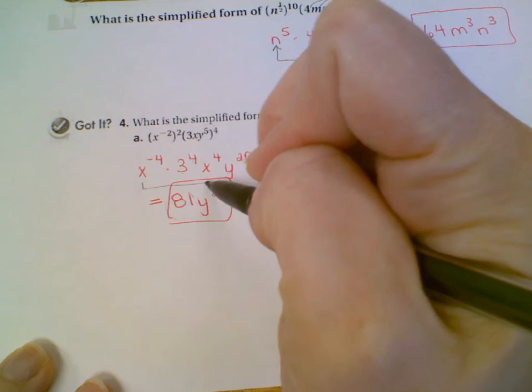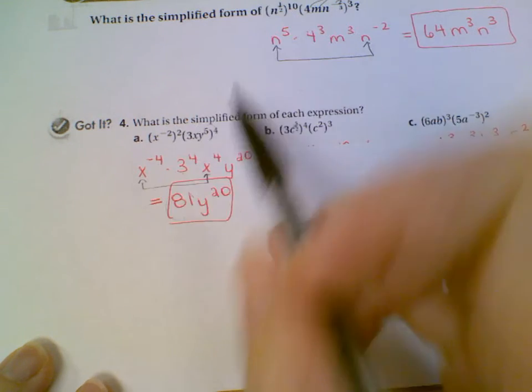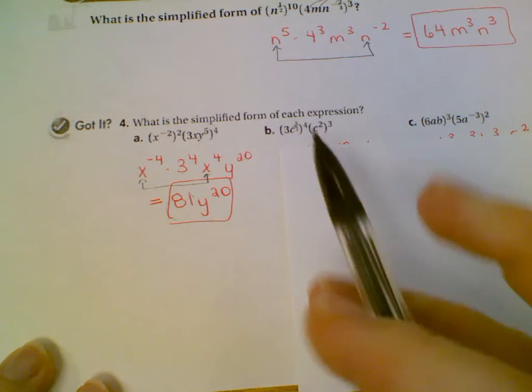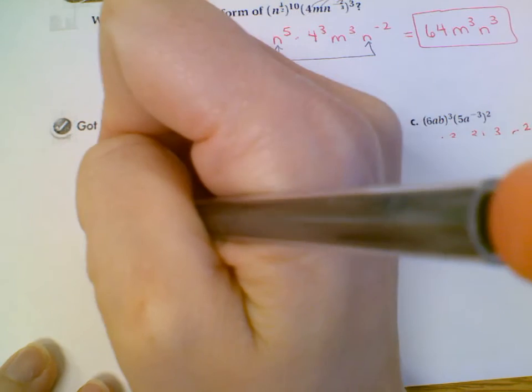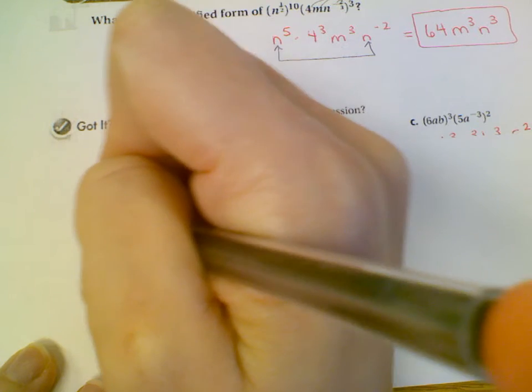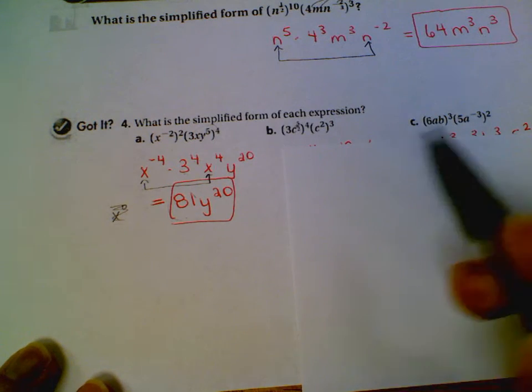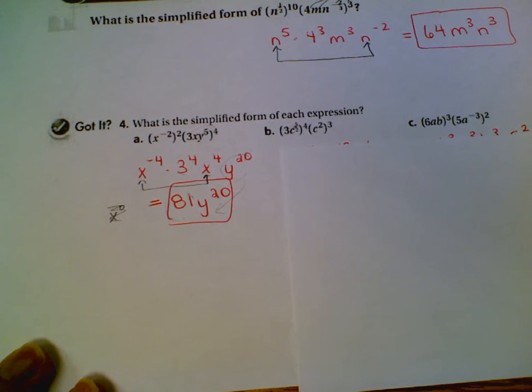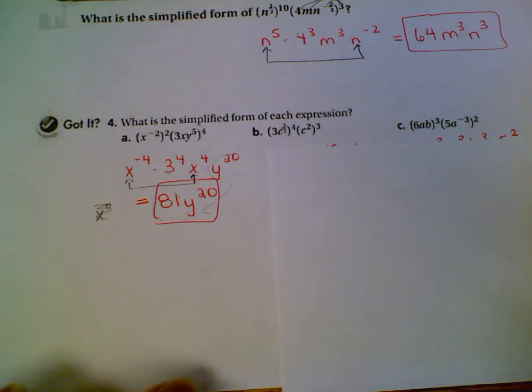My x's are going to combine together. When I multiply those, I add those exponents, so that means I have x to the 0. X to the 0, I don't want to write in my answer because that means I have 0 x's. The y is all by itself, so it's just going to come straight down. Okay, you're going to pause the video and try the last two.